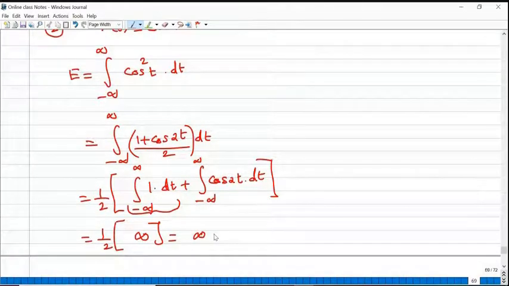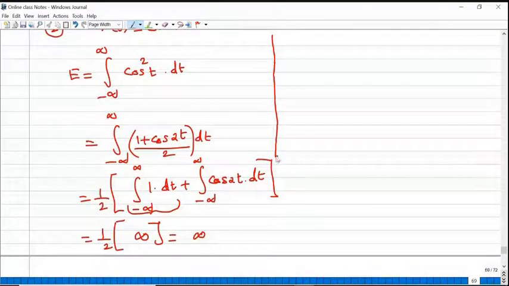For cos 2t, you'll get sine 2t, and the sine of an infinite value is between minus 1 and 1. So no need to worry about the second step. In the first step itself, we confirmed that this result would be infinite. So infinity plus anything, the result will be infinity.